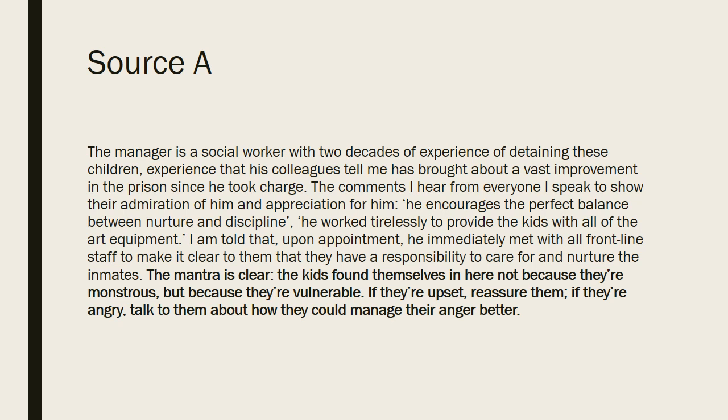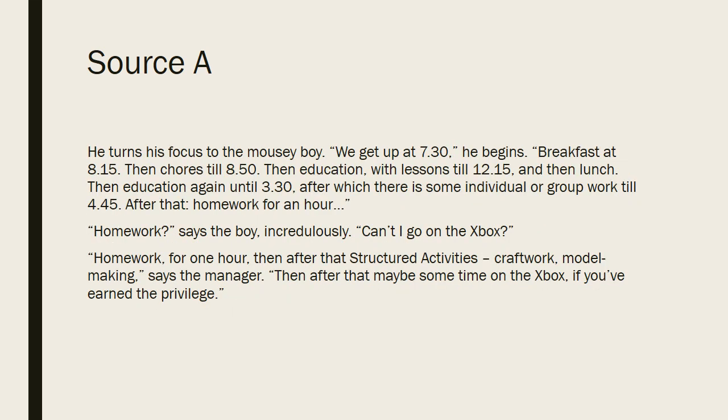So, the writer is coming to this idea. The kids are not monstrous, they're vulnerable. So, deal with them in this way. Upset, reassure. Angry, help them manage their anger better. Right? And so we come to the final section, in which he goes back to the mousy boy particularly. Have a read of this, and again think, why has he chosen to end this way? He's pretty much stated his opinion by now. Okay? Why does he choose to end with this? Pause and work it out yourself.